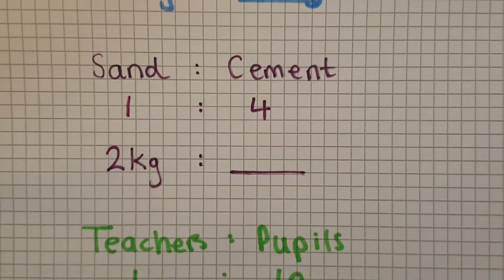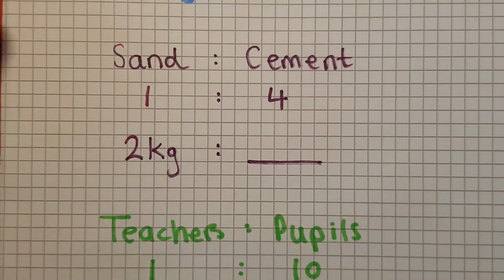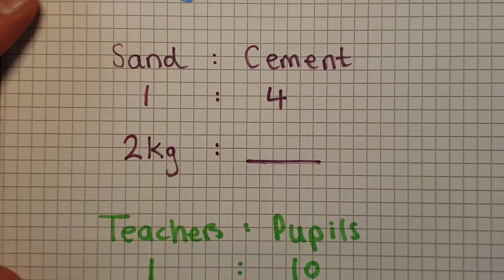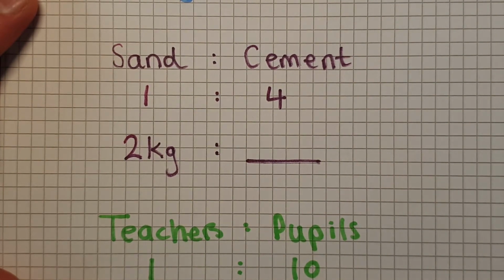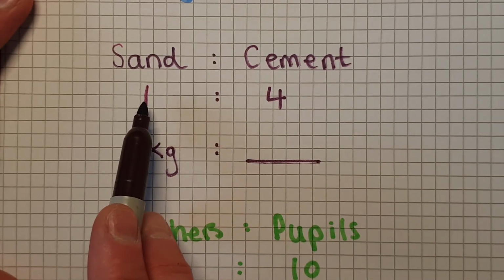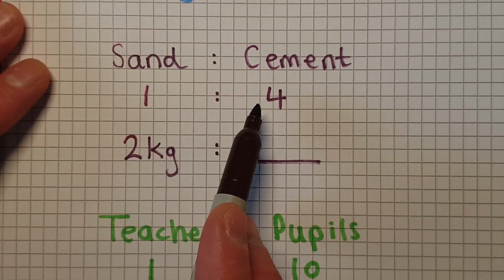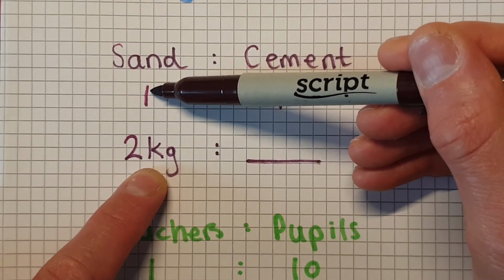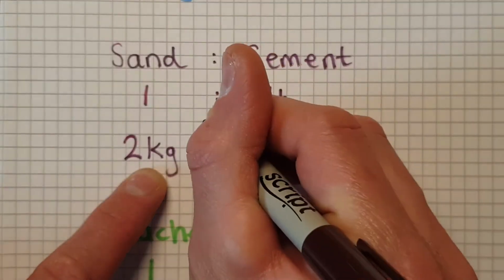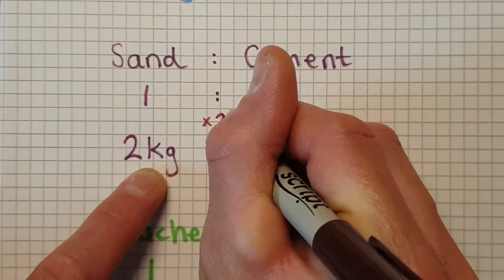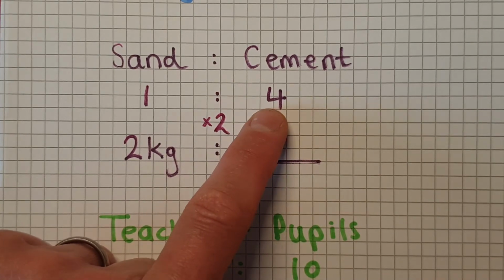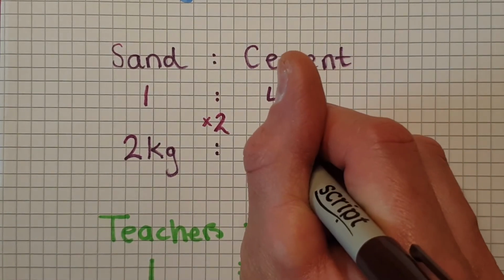Now the next question, if you're making up a mixture of sand and cement for some building works, what you need to do is to follow the ratio depending on the consistency of the finished product that you're looking for. Here it tells you to use 1 part sand to 4 parts of cement, and we're starting off with 2 kilograms. So you've got to think, what would you times 1 by to make 2? Well, it's just 2. 1 times 2 makes 2. So you've got to times this by 2 as well. So 4 times 2 makes 8 kilograms.